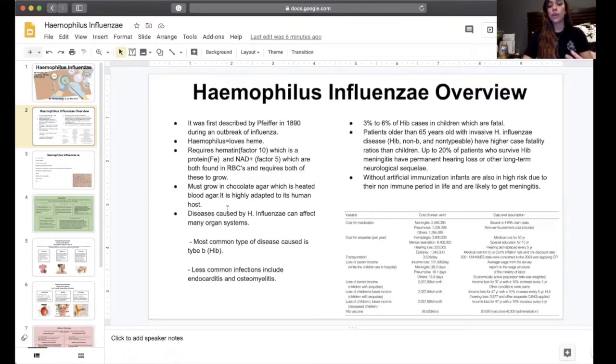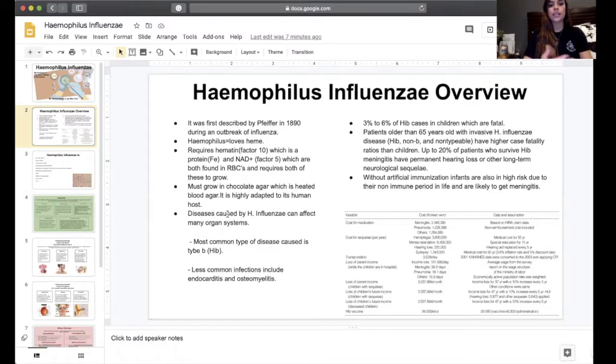You could grow it in blood agar, but it's going to look like a satellite, with colonies growing around other colonies. So most of the time, what they do instead is chocolate agar, which is pretty much just like a blood agar but warmed, heated up.